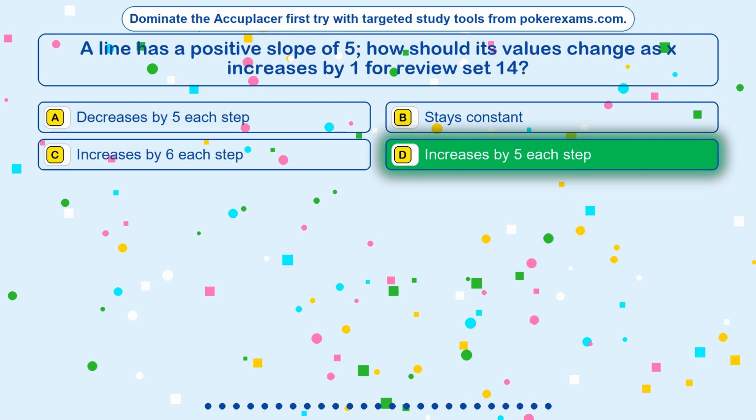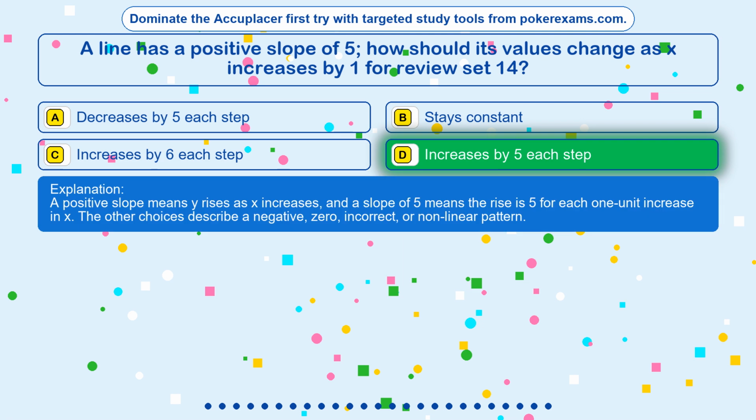The correct answer is option D, increases by 5 each step. A positive slope means y rises as x increases, and a slope of 5 means the rise is 5 for each 1 unit increase in x. The other choices describe a negative, 0, incorrect, or nonlinear pattern.